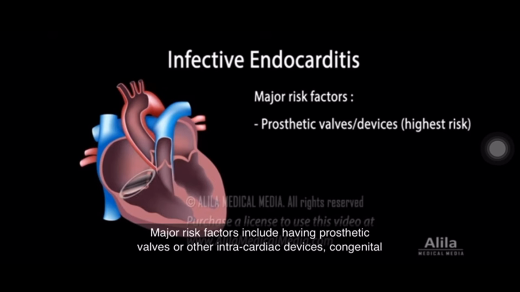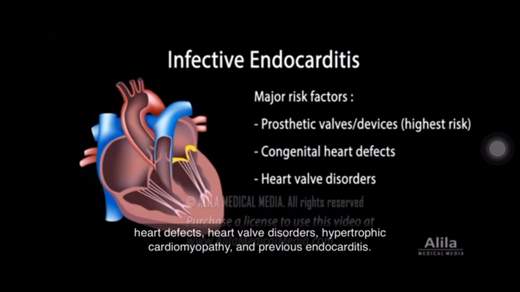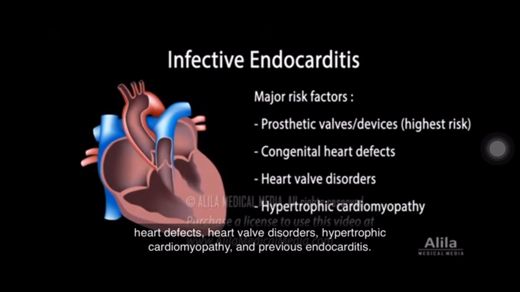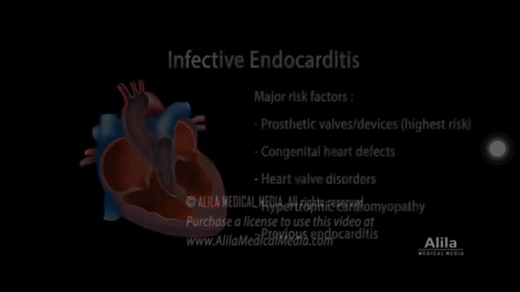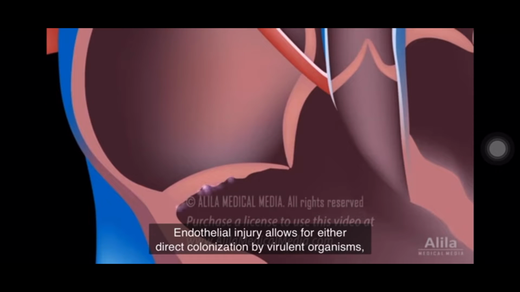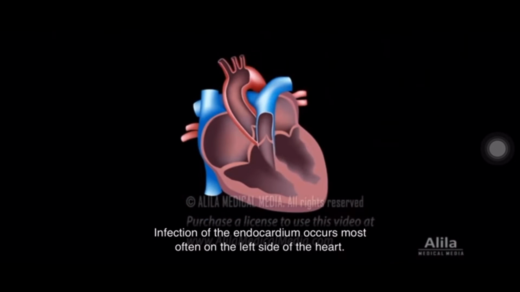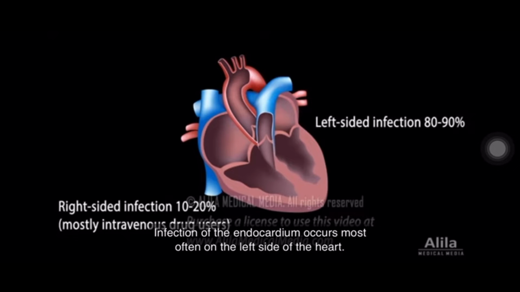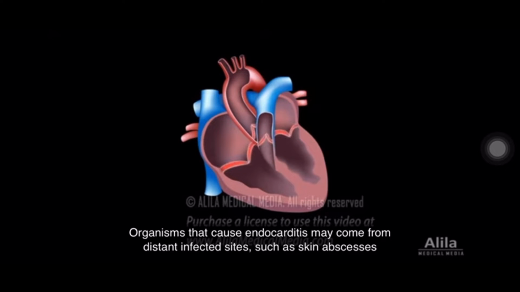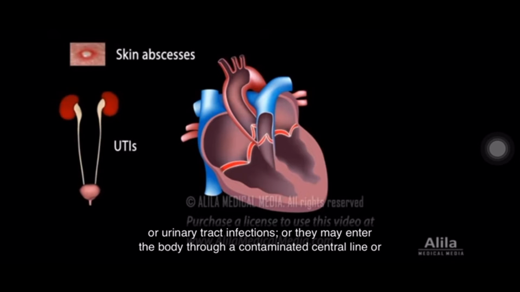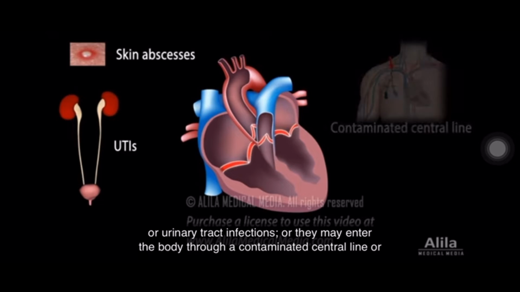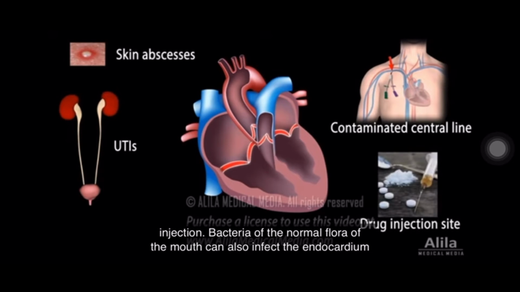Major risk factors include having prosthetic valves or other intracardiac devices, congenital heart defects, heart valve disorders, hypertrophic cardiomyopathy, and previous endocarditis. Endothelial injury allows for either direct colonization by virulent organisms or the formation of blood clots, which then become the attachment site for bacteria. Infection of the endocardium occurs most often on the left side of the heart. Organisms that cause endocarditis may come from distant infected sites, such as skin abscesses or urinary tract infections, or they may enter the body through a contaminated central line or injection.